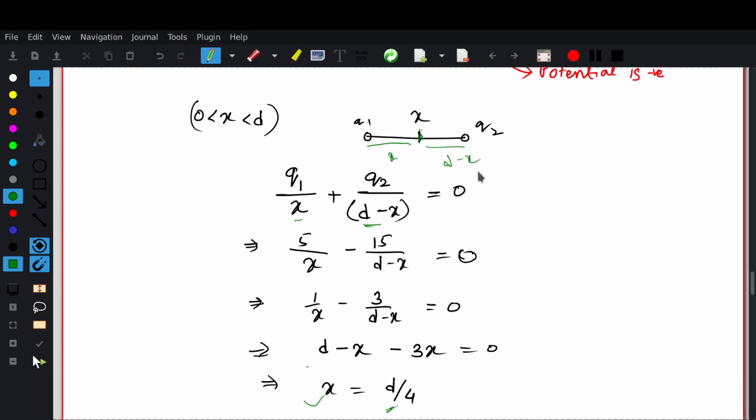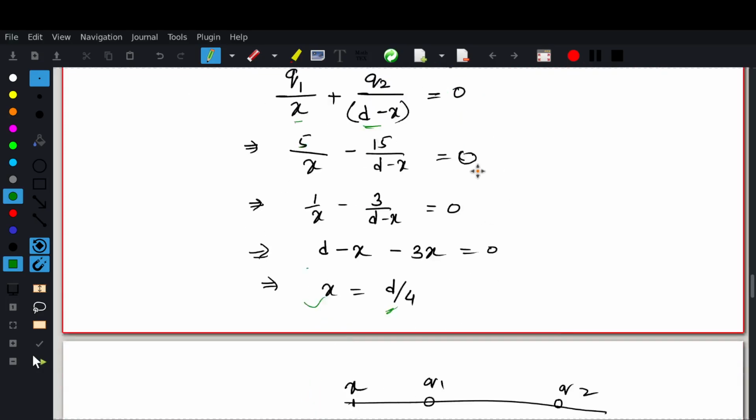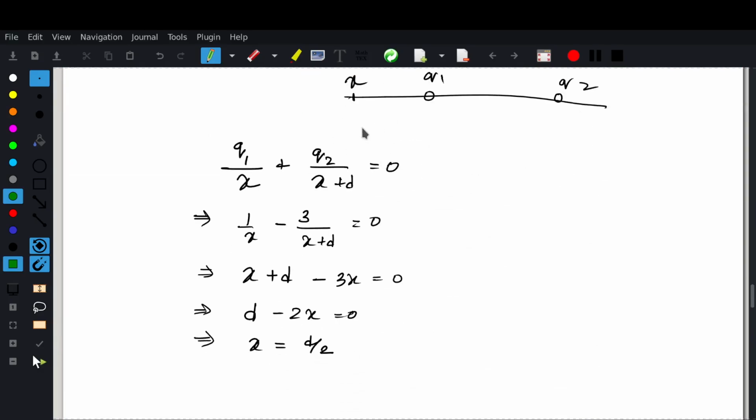They have also asked to find a negative value of this x. So similarly, we will assume that there is some negative x, and we will write the potential there also. So here this is x distance, and the distance from this q2 is x plus d. You plug those two values in and solve for x. We see that x is d by 2.